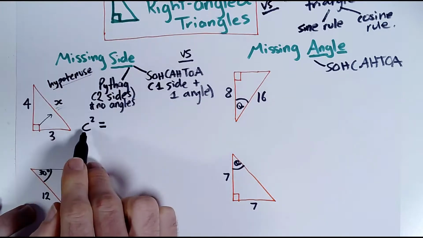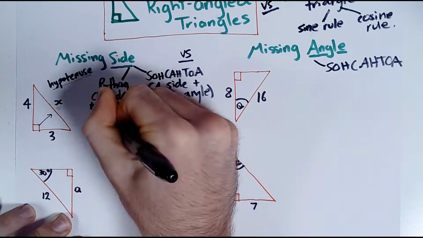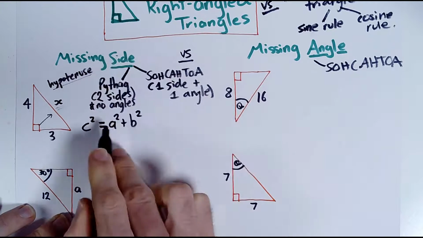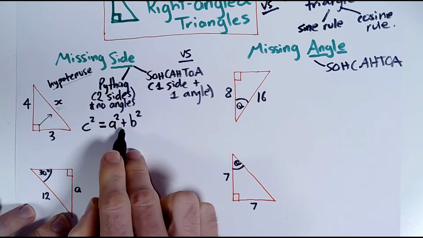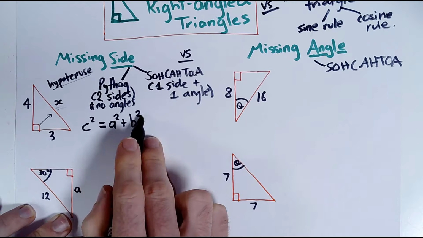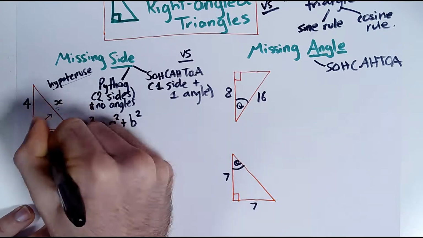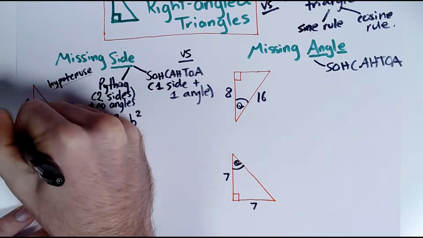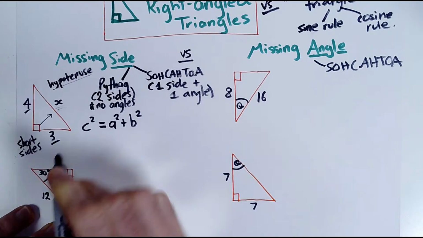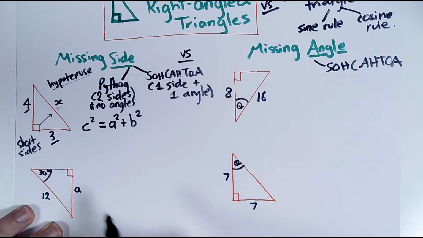And that side squared will equal the square of the two other sides added together. Or rather, it will equal a squared plus b squared. It will equal the square of the first side plus the square of the other side. So these two here are called the short sides. It doesn't matter which one represents a or b. So these are the short sides, 3 and 4, because they are not opposite the right angle.